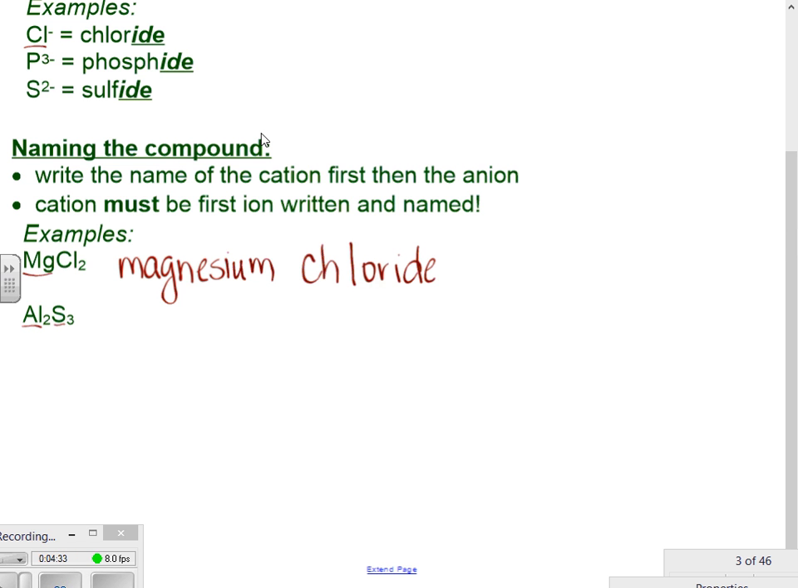Okay, if we were going to do it for Al2S3, again, we're worrying about their names, not the numbers after them. Al is aluminum, and S is sulfide.